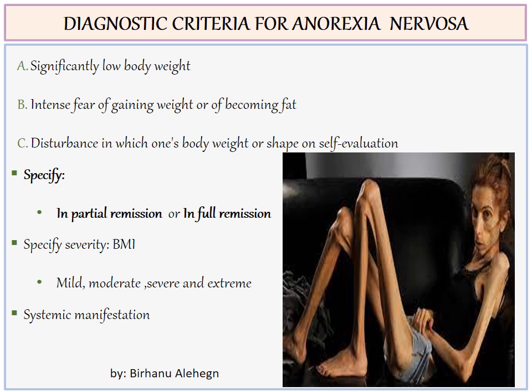Specify severity by BMI. Mild: BMI greater than or equal to 17 kg/m2. Moderate: BMI 16 to 16.99 kg/m2. Severe: BMI 15 to 15.99 kg/m2. Extreme: less than 15 kg/m2. Systemic manifestations include undernutrition, marked weight loss, bizarre food intake patterns, dryness of skin, hypothermia, hypotension, bradycardia, amenorrhea, and constipation.